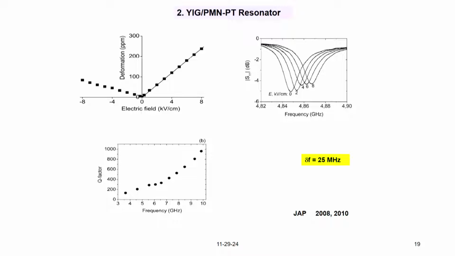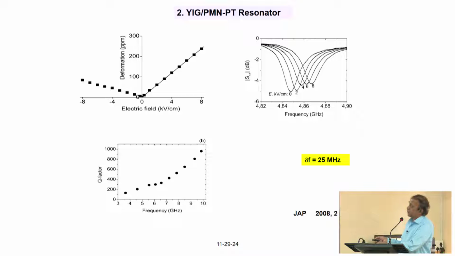Right, this is PMN-PT. The earlier one was with PZT. It's similar behavior, except that the Q value for resonance is around 1000, which is the same as what we saw for PZT, and the tunability is 25 megahertz. So it's not any better than what we got with PZT, but this is better in the sense that we are using here single crystal PMN-PT, which is rather expensive compared to very cheap polycrystalline PZT.